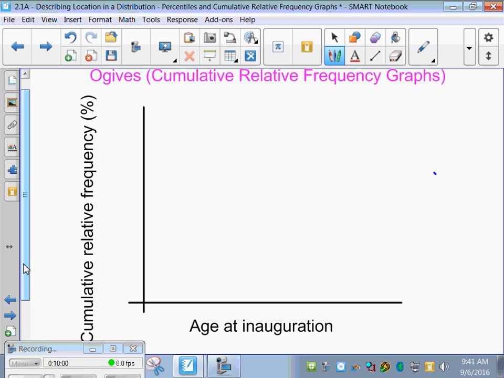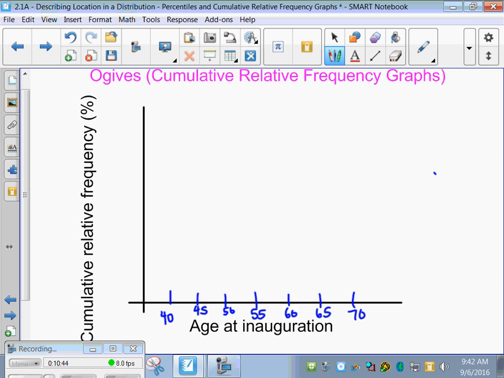So we've got age at inauguration on the bottom. And cumulative relative frequency. So that's adding our percentages. So we start at the bottom and we should end at 100%. Okay. So for our age at inauguration, we started at 40 and we ended at 69. So we'll go from 40 to 70 on our graph. And I'm going to go by fives. I'm going to start at 40, 45, 50, 55, 60, 65, 70.